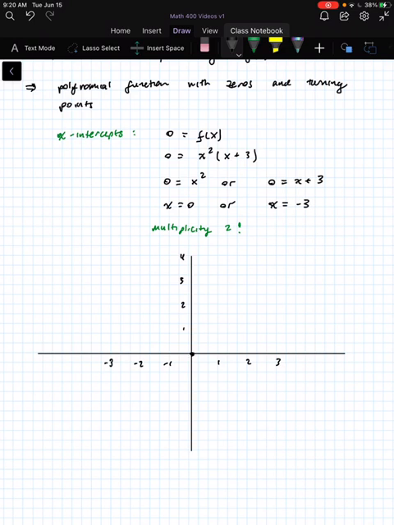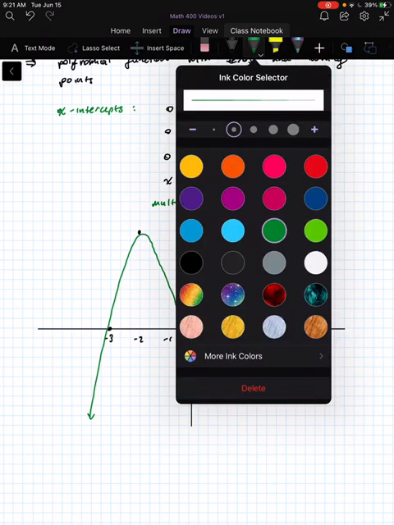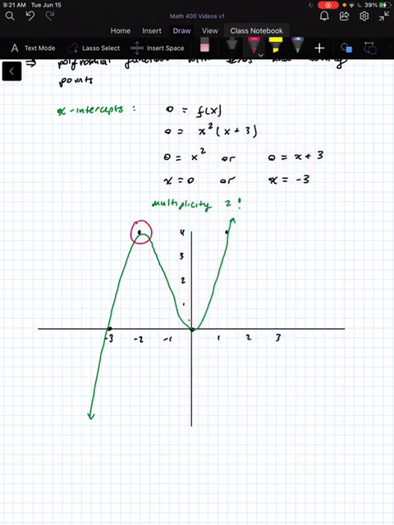So we know we pass through 0, 0. We know we pass through negative 3, 0. And then by selecting a few other x values to plug in, I find that we also pass through negative 2, 4, and through 1, 4. So ultimately, this function should look like this. Okay, so let's look at this function. We have two turning points. Let me highlight them. Here's one turning point, and here's one turning point.